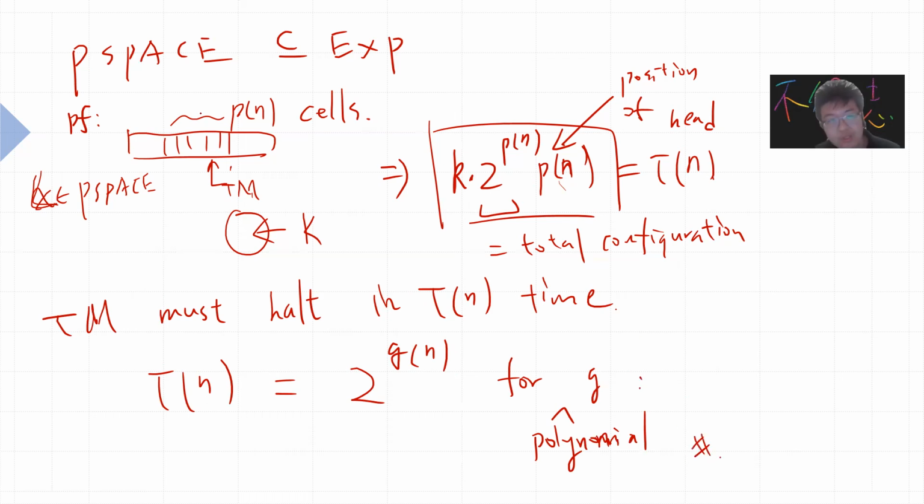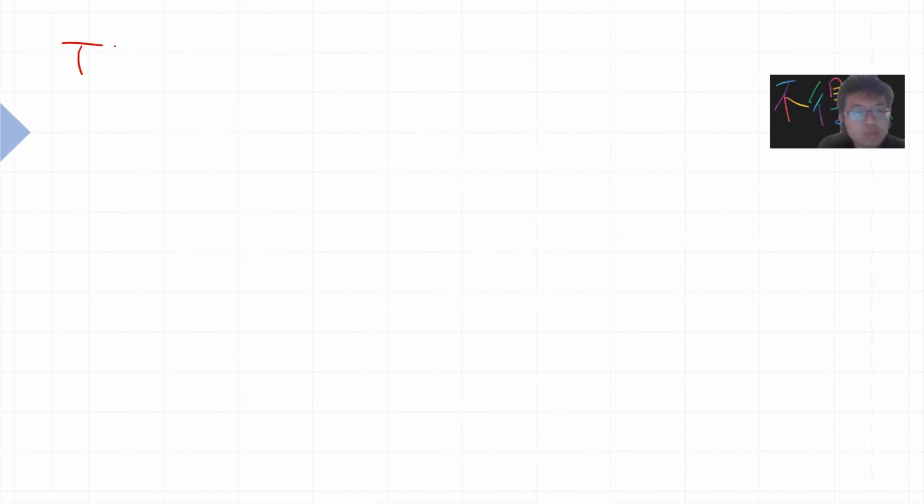Okay, so which is a proof that P space is a subset of EXP. Okay, before we finish, I want to describe a thing called TQBF. So TQBF is a quantifier question. The idea is that somebody gives you a formula, but you add some quantifiers.